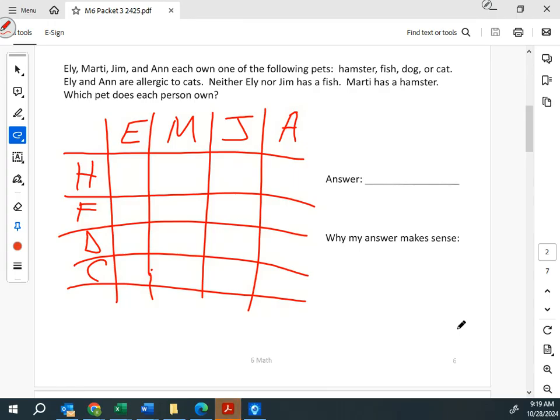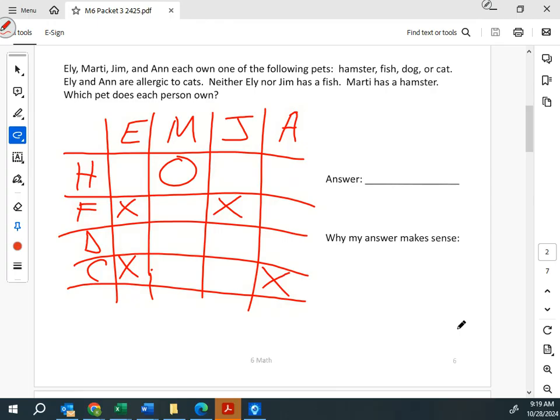So now I know Eli and Ann are allergic to cats. So are they going to own a cat? No. So Eli's not going to have a cat, and Ann is not going to have a cat. So I'm going to put X's there. Then it says neither Eli nor Jim has a fish. So Eli doesn't have a fish, and Jim doesn't have a fish. Marty has a hamster. They're giving us one. Marty has the hamster.